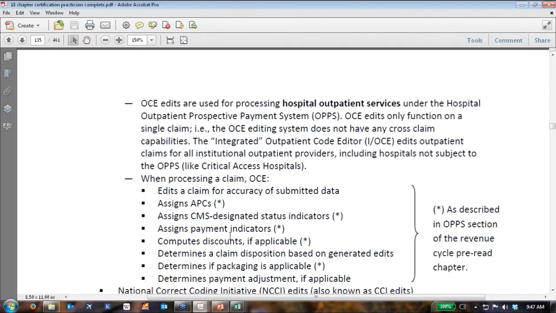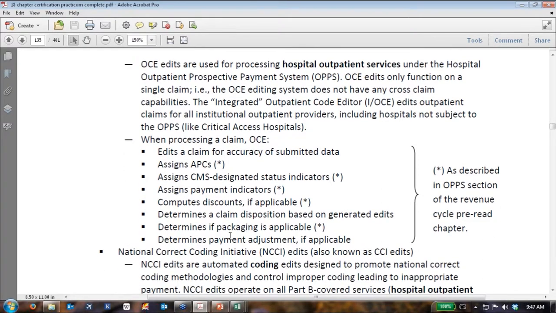So here is what an outpatient code editor does. It edits the claim for accuracy, it assigns APCs, it assigns status indicators, payment indicators, it computes discounts. You see, all of this is OPPS stuff. That's what the outpatient payment coding editor does. It edits a claim before it pays it. So it does all of that and then it pays the claim. It determines payment adjustments as well, if possible.